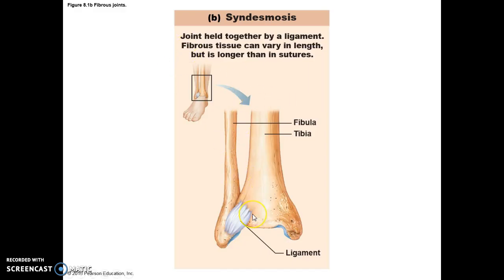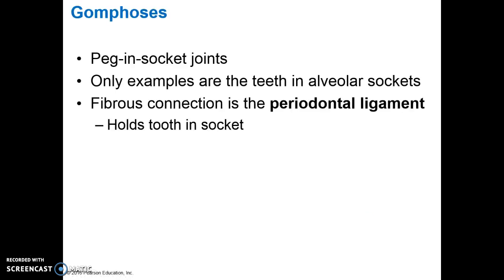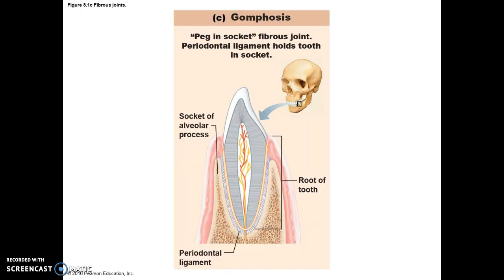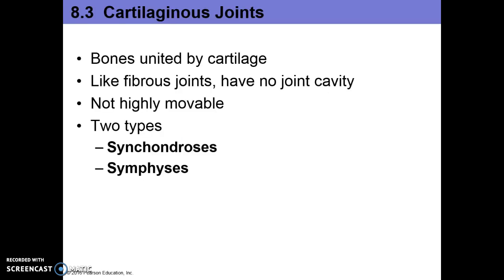So here's an example of the syndesmosis. This is the distal end of the tibiofibular joint, and here we have the short ligament that holds it in place, and this is responsible for a portion of the ankle joint. Gomphosis is essentially a peg and socket joint. The connection is the periodontal ligament, which holds the tooth in the socket, and here's the visualization of that.